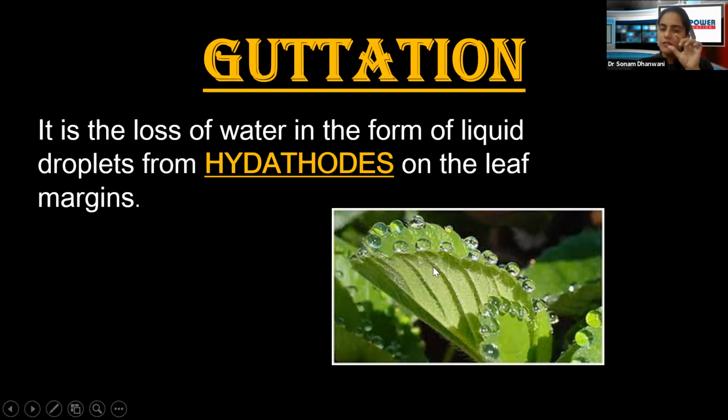Okay, so when you see this small pearly appearance of water droplets, know that ये पानी जहां से बाहर आ रहा है, those structures are known as the hydathodes, and this entire process of pushing out the excess water in the form of liquid is known as guttation. Okay guys, are we clear with this? ठीक है?